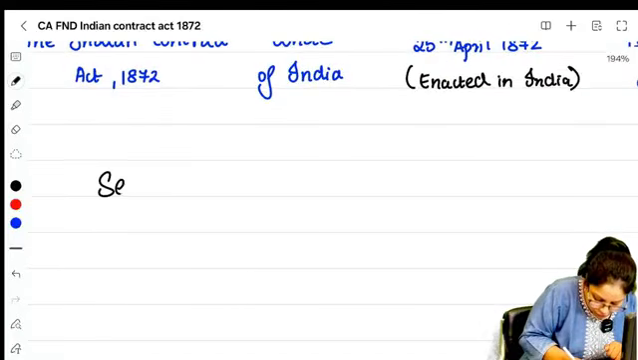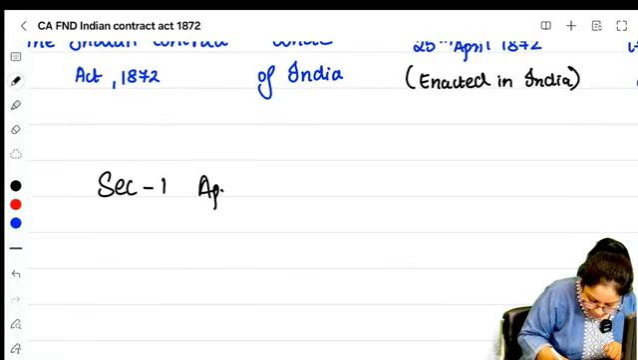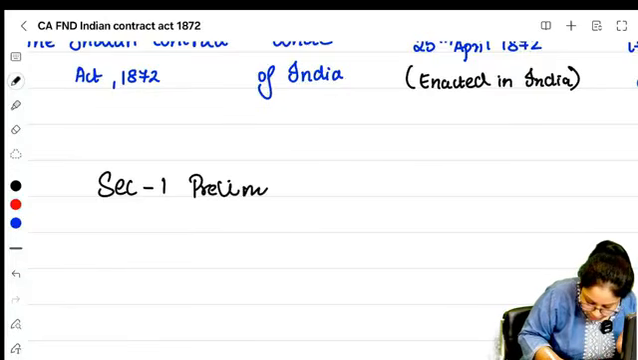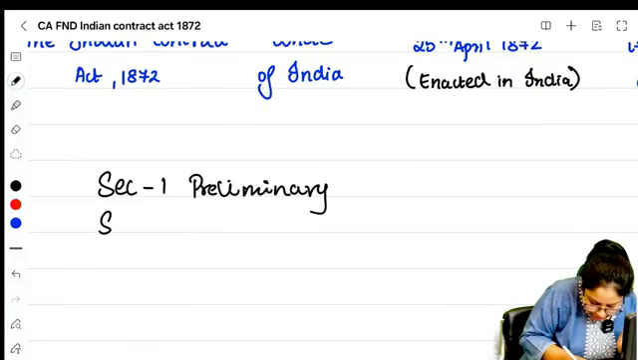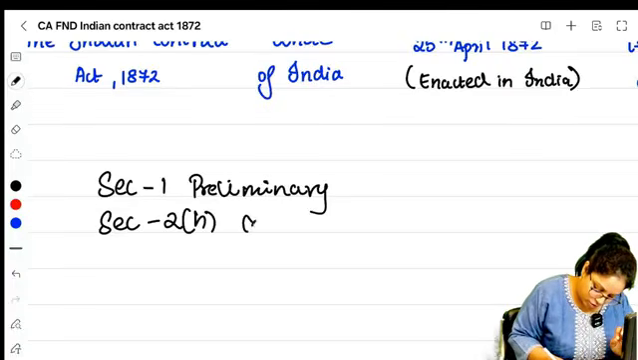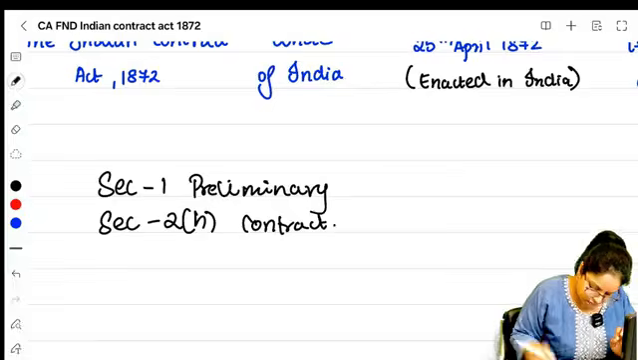We have finished section 1, which is applicability, which is preliminary. Next, section 2H, which is contract, which we have also done.